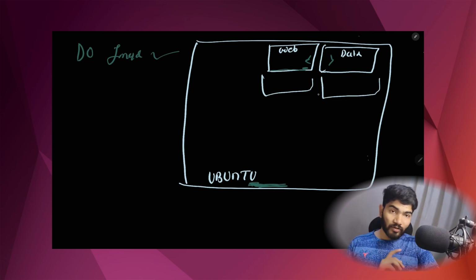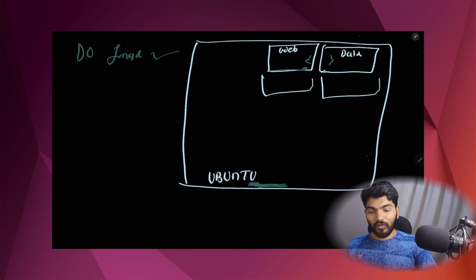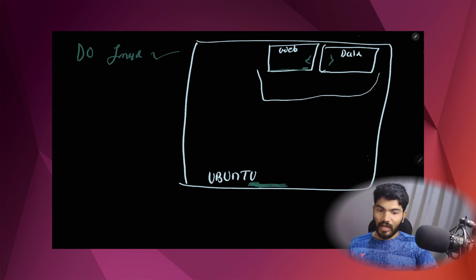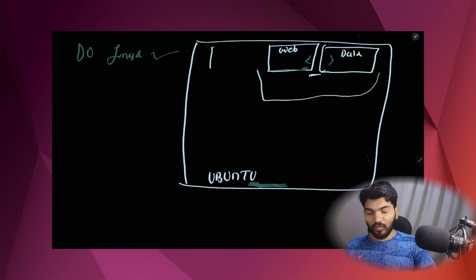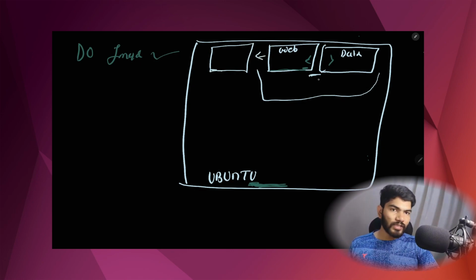Then there will be no connection between these two, and they will not be able to communicate. Suppose you want them to communicate, then what you can do is create a separate network for both of these, and in this way, since they are on the same network, they will be able to communicate using IP address. And suppose there is one more container, it will not be able to communicate because it is on a separate network.